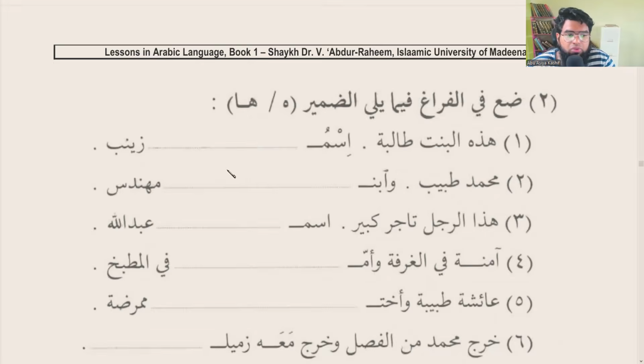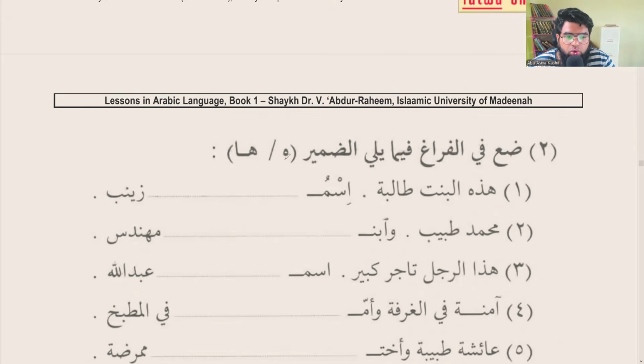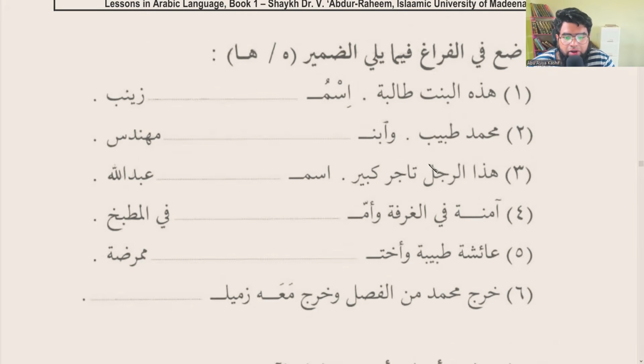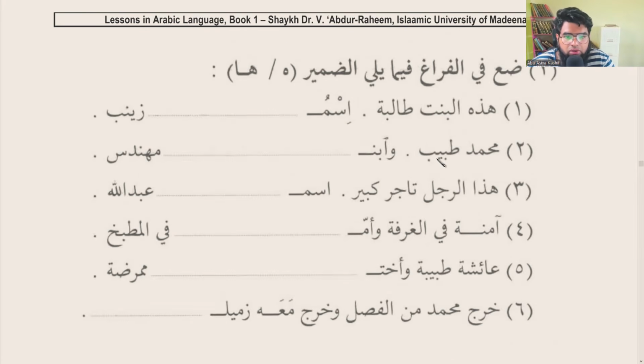Okay, you have to fill in the blanks with a pronoun: هو or ها, his or hers. So if it's feminine, you'll say ها, her. هذه البنت طالبة. So try to pause the video and do this exercise on your own. هذه البنت طالبة. This girl is a student. اسمه or اسمها. This will be اسمها زينب. Her name is Zainab. محمد طبيب. Muhammad is a doctor. وابنه هو مهندس. His son is an engineer.